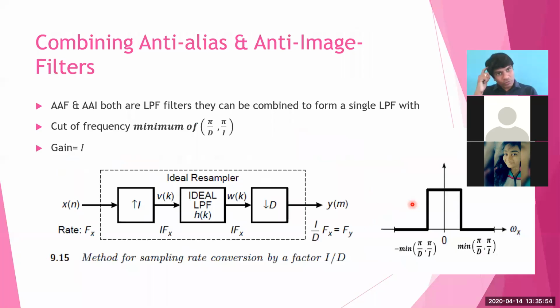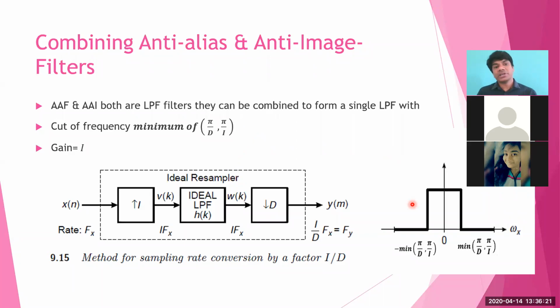Okay. Now, if you look at this slide, from the previous slide we have seen that we have a couple of low pass filters which basically perform the same job. So instead of having an anti-imaging and an anti-aliasing filter, we can replace them with a single low pass filter, which we are doing here.